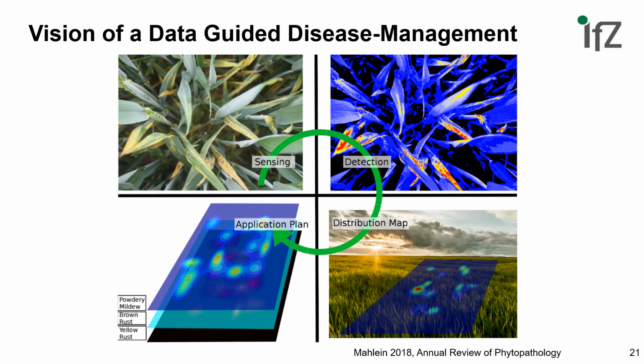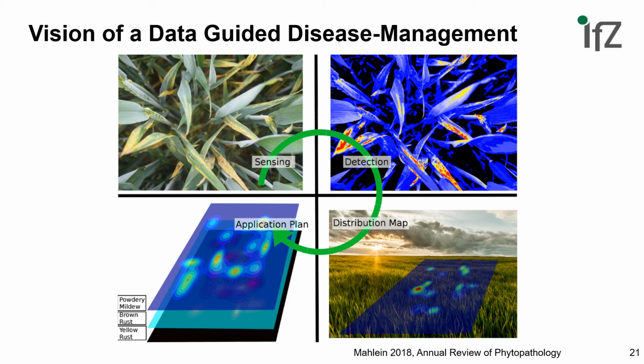How can we now transfer this information and this knowledge into a practical application? Because the aim will be to go into the field and to sense plants and to identify plant diseases in the field. And that's the vision behind all our research.